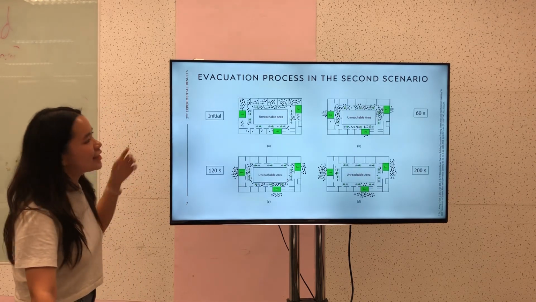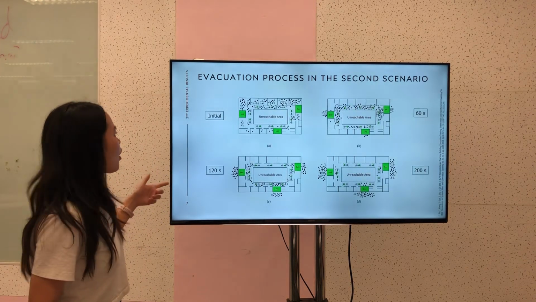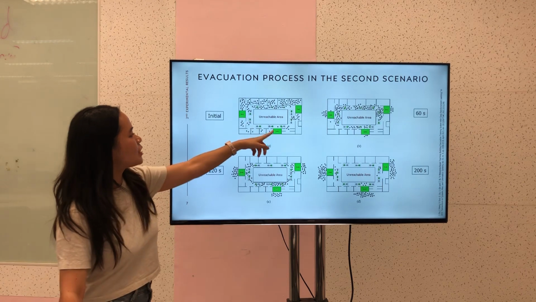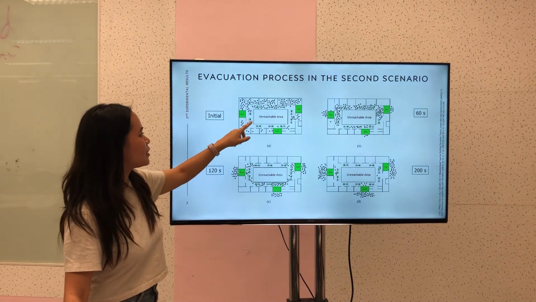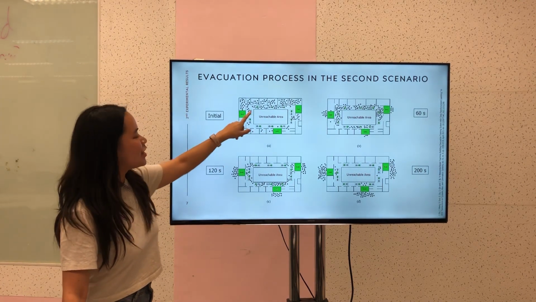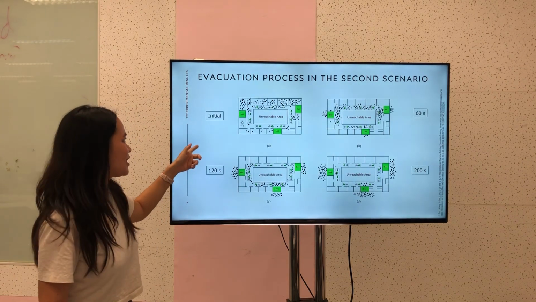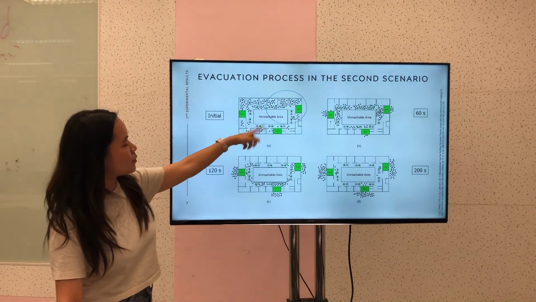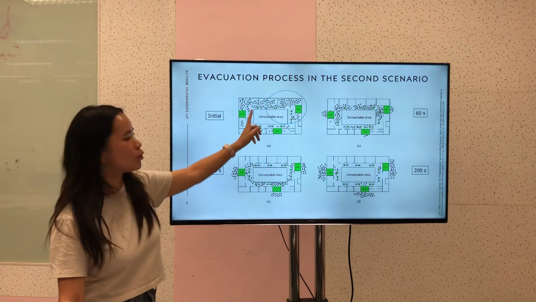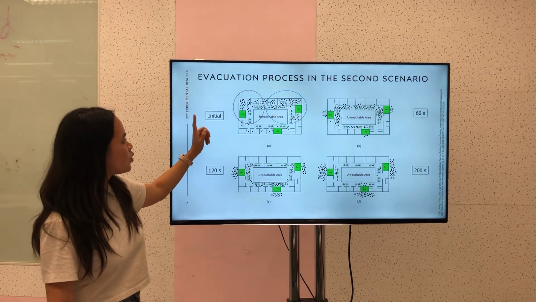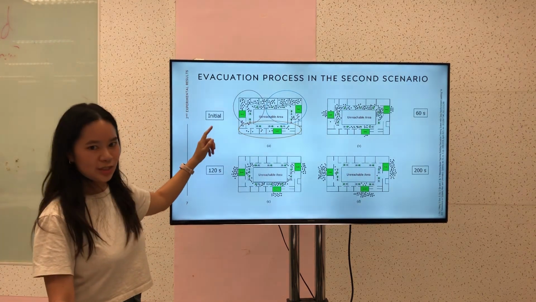And in this second scenario, with this more complex scene, they have exits 1, 2, and 3. At first, in the initial state, the sign will point to the nearest exit possible. So you can see from the circle, people in this area have to go to exit 1, in this area have to go to exit 2, and in this area have to go to exit 3.